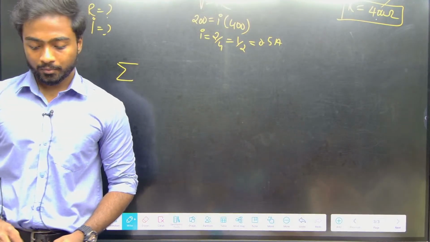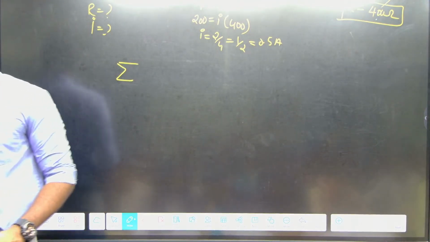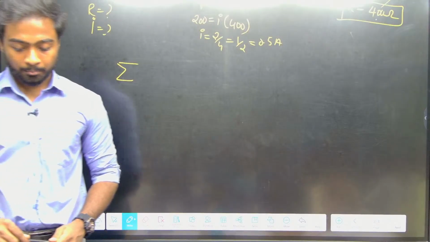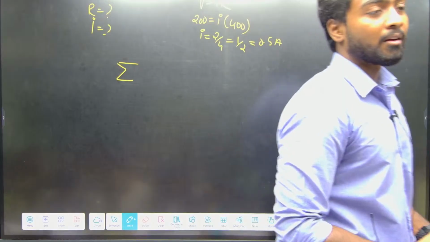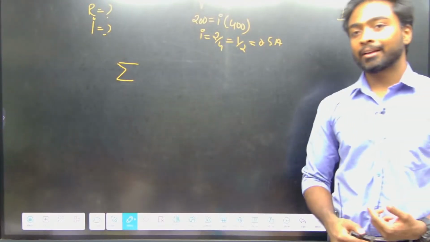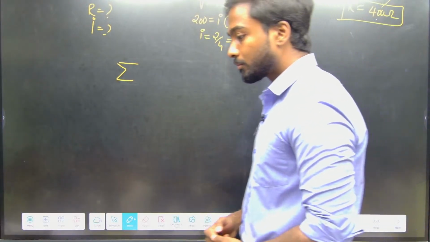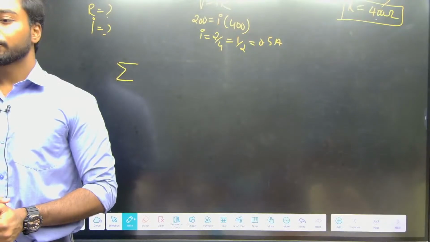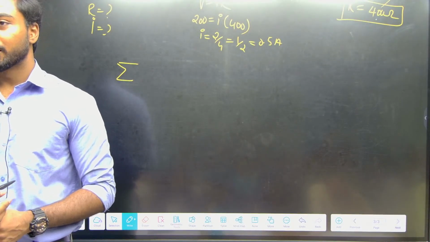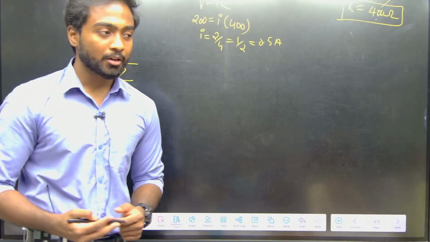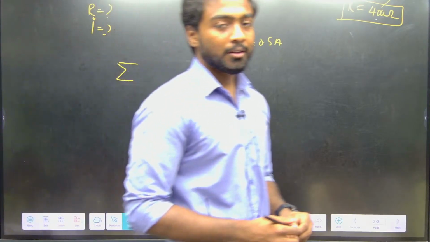Next point, potential difference across a resistor is directly proportional to the resistor.